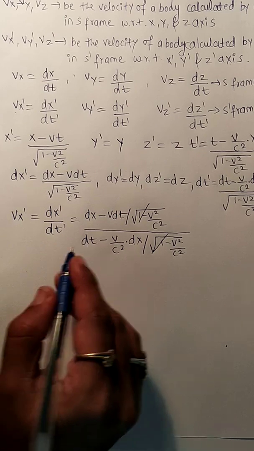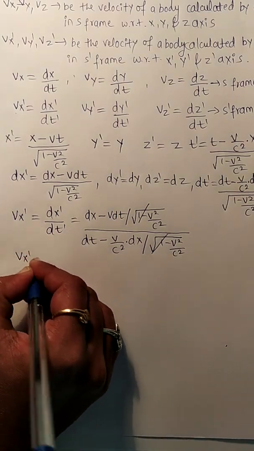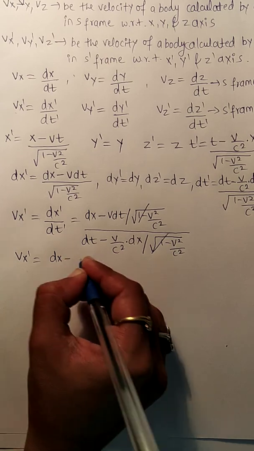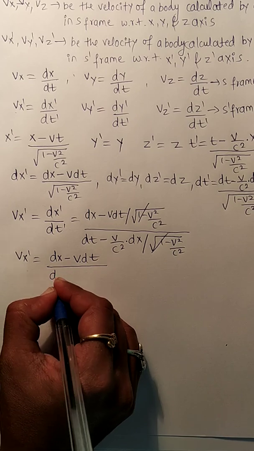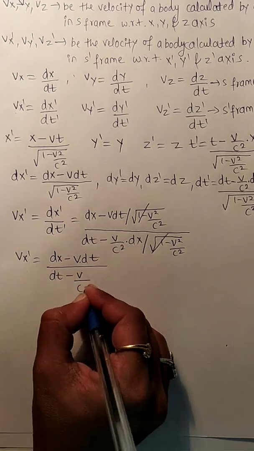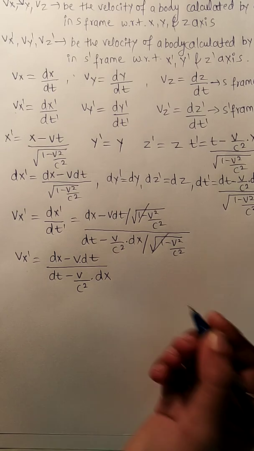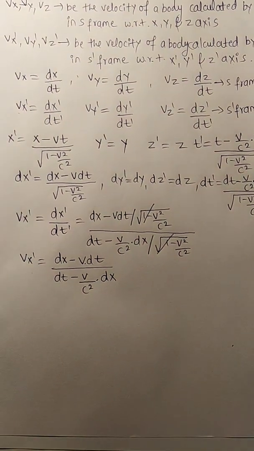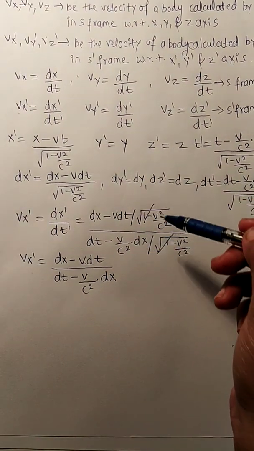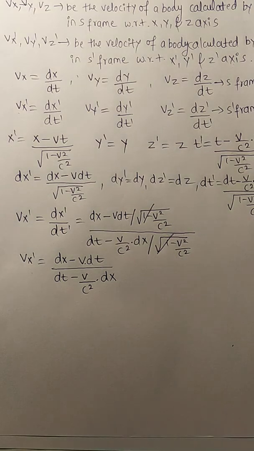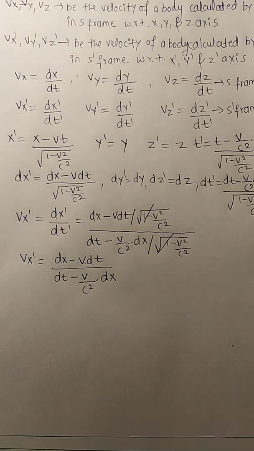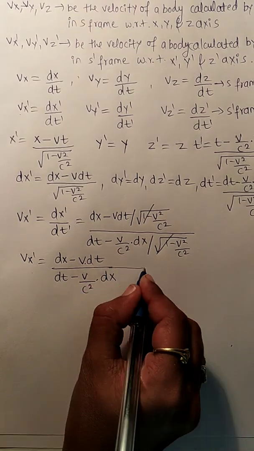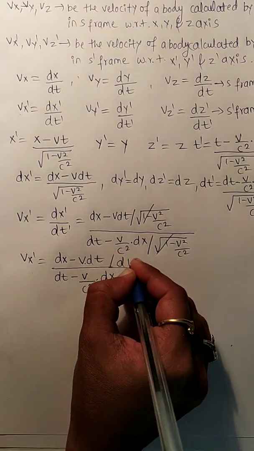If they cancelled, then what do you get? You get vx dash is equal to dx minus v into dt, divided by dt minus v by c square into dx. This is the equation you got by cancelling the same terms in numerator and denominator. So now I'll make a certain rearrangement to this equation. That rearrangement is nothing but dividing the numerator and denominator by dt on both sides.